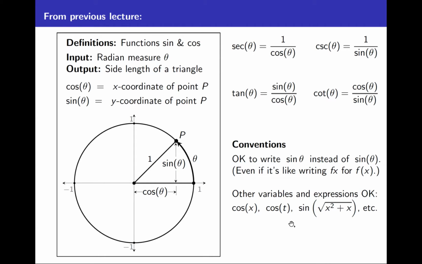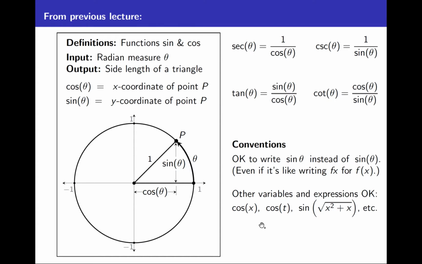Other variables and expressions are okay inside of trig functions. Rather than cosine theta, we might have cosine x or cosine t. And in each of these cases, we'd interpret x or t as a radian measure since it's being plugged into a trig function. You might have something like sine of the square root of x squared plus x, and so on. That's the composition of sine with a more complex function.